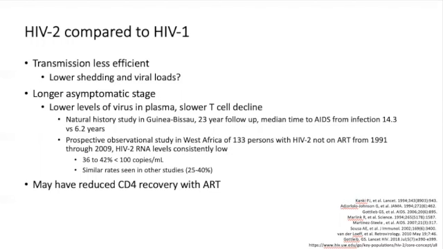And actually up to 40% of patients in that cohort had a viral load of less than 100 copies per milliliter, and this is without ART. And I'll note that this is similar to what's been seen in other studies where up to 40% of patients, again, may have very low viral loads that are such that they're undetectable depending on the PCR being used.